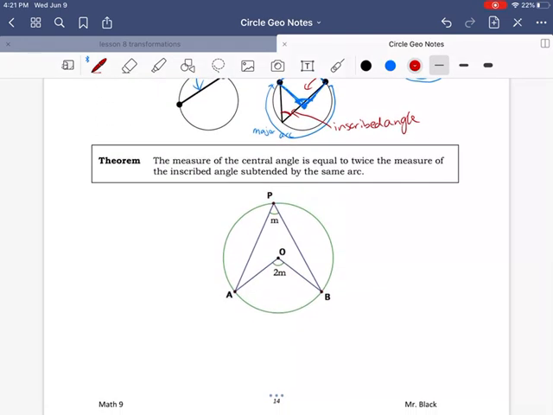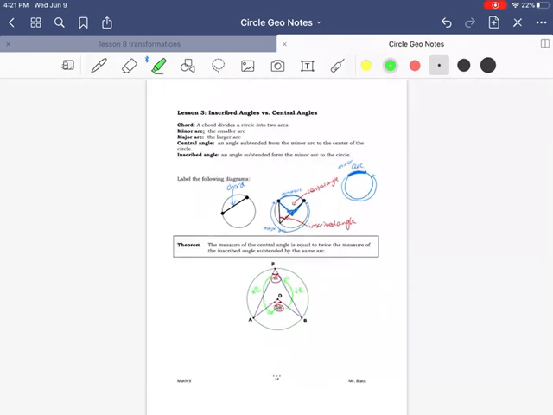Here's the first one. The measure of the central angle is just twice the inscribed angle. So whatever m is, just double it to get the central angle. Or if you want to go from the central angle to the inscribed angle, just divide by 2. And going from the inscribed angle to the central angle, just multiply by 2. That's our first theorem.